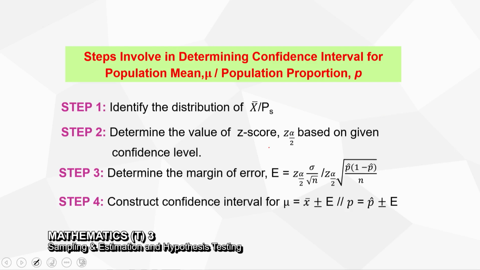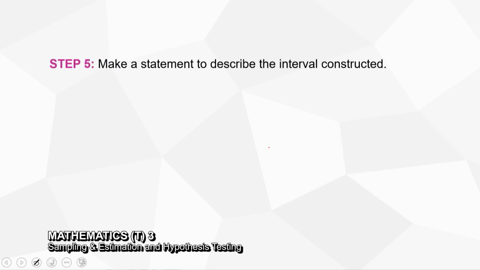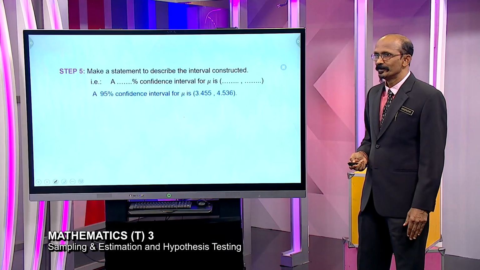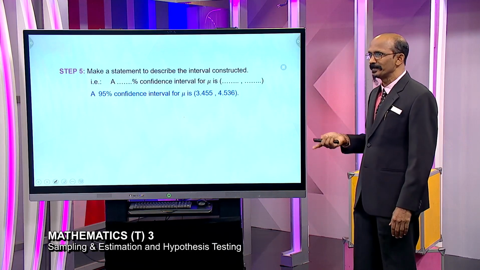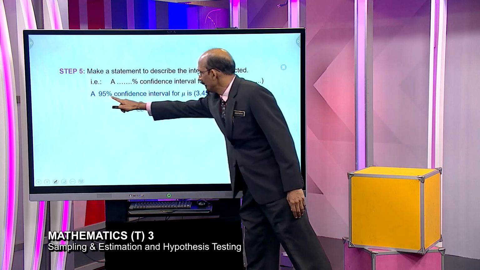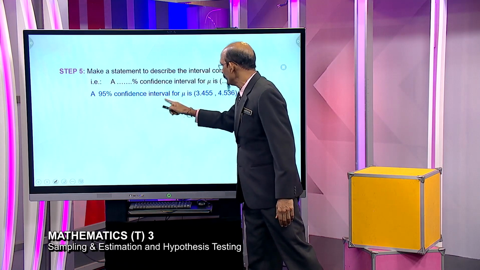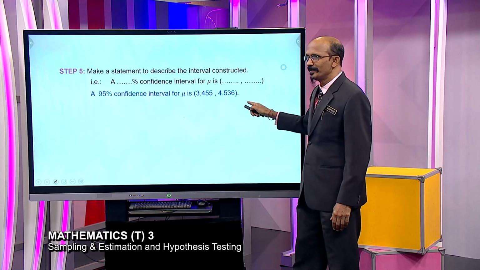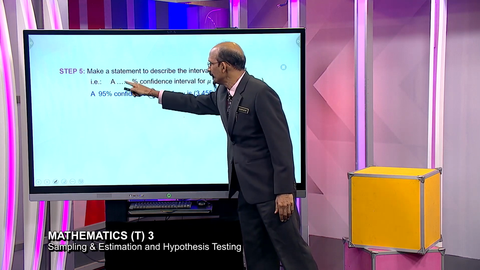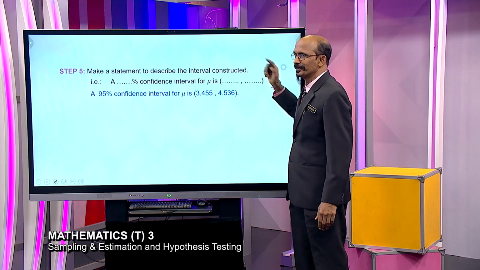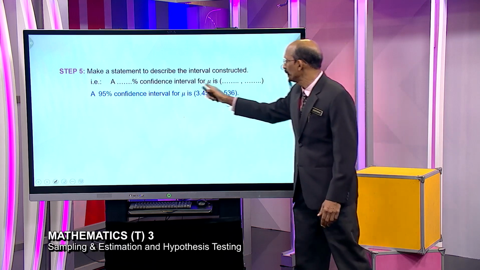Then step 5, we have to make a statement. So how to make the statement is like that. For example, let's say that one is 95% confident. So you have to write a 95% confidence interval for mu is this one. That means the standard wording is like this. You just have to fill up your confidence level here and then your value here. So it is easier for students to remember.